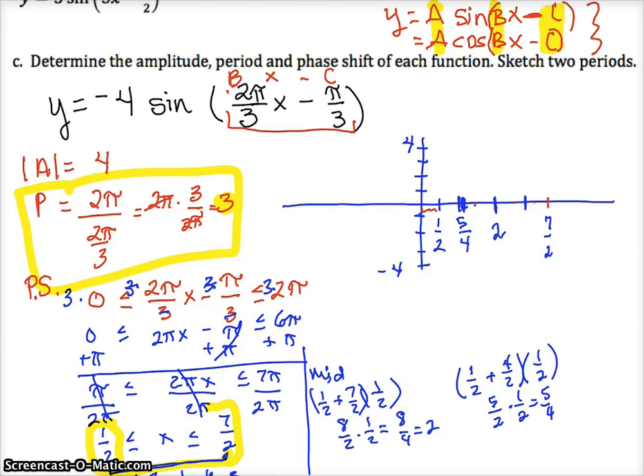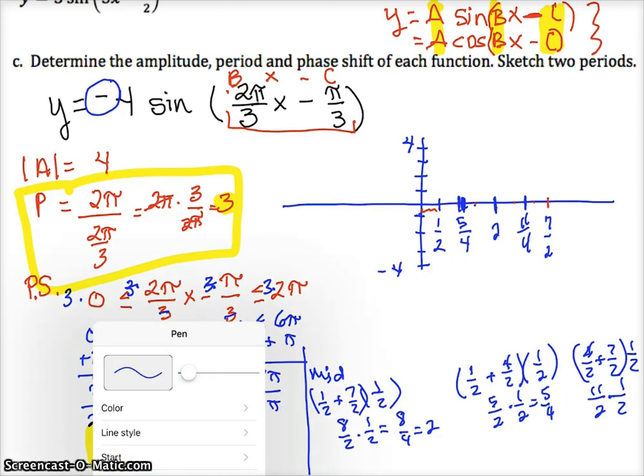And the midpoint of 2 and 7/2. Again, 2 is 4/2 plus 7/2, and then half of that. That's 11/2 times 1/2, or 11/4. I did it again. I apologize. 11/4. All right, we are graphing sine, and I remember that my A value is negative.